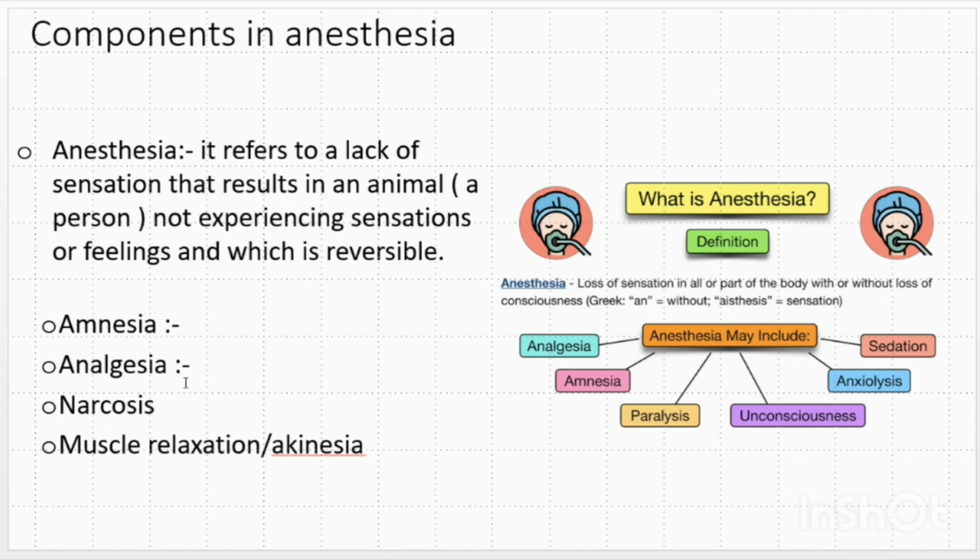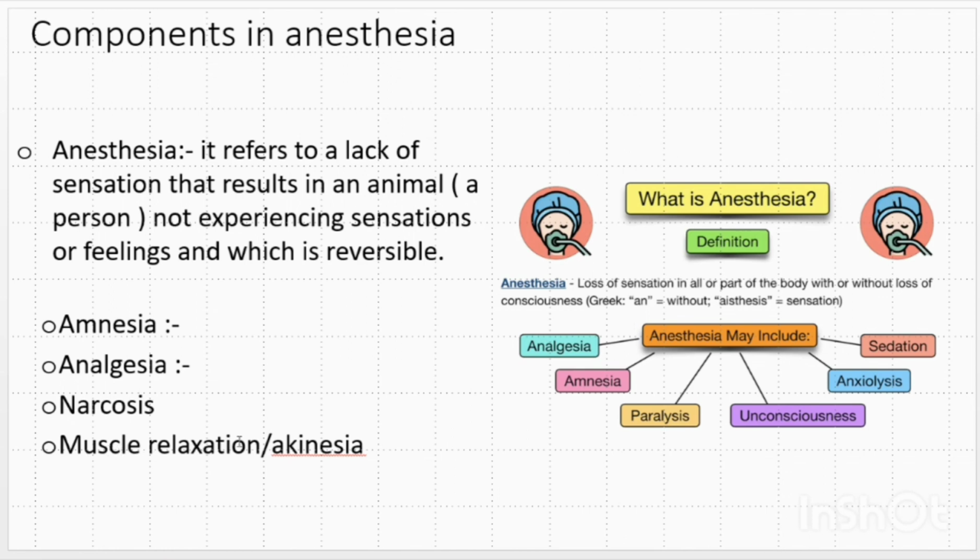Next, we'll come to narcosis. Narcosis means unconsciousness. The patient will be under sedation, an unconscious patient. The term is called narcosis. You can see here unconsciousness. It is nothing but narcosis. Narcosis and unconscious are both the same. It's a medical term, so that is the difference.